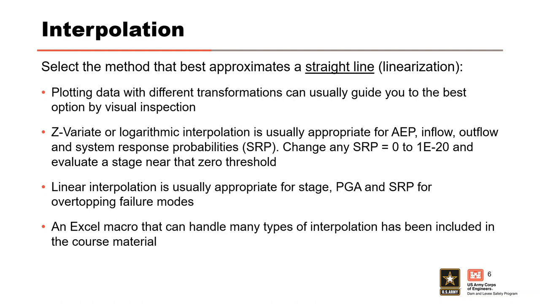Z-variate or logarithmic interpolation are usually appropriate for frequencies, exceedance probabilities, inflow, outflow, and system response probabilities. However, we have to be careful with system response probabilities because sometimes they're zero, and you cannot take the log or the inverse of the standard normal cumulative distribution of zero. A simple workaround is whenever you have an instance where your system response probability is equal to zero, change that system response probability to something very small, like 1 × 10⁻², and then evaluate a stage or a loading near that zero threshold.